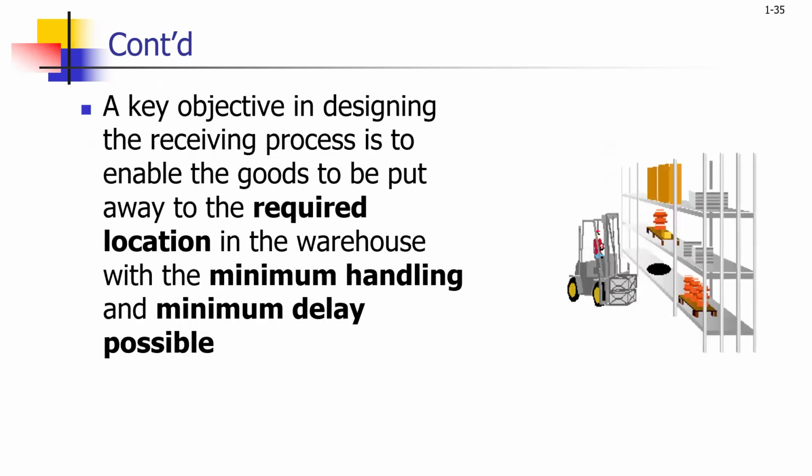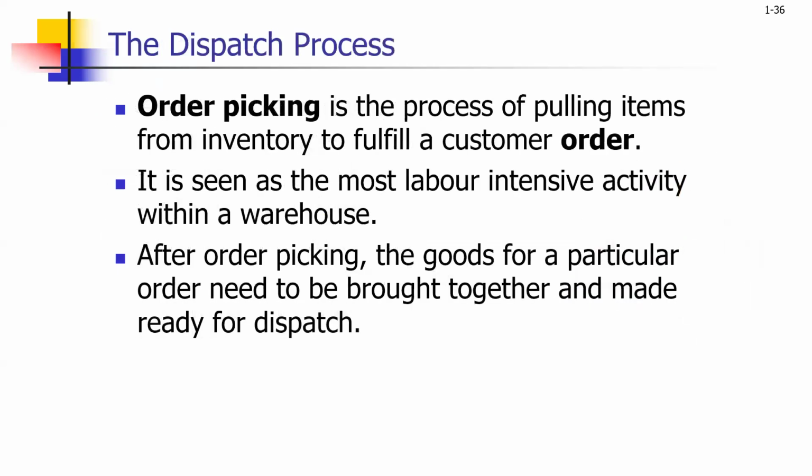So a key objective of designing the receiving process is to enable the goods to be put away to the required location in the warehouse with the minimum handling and minimum delay possible. So we don't need to be waiting when the things are there. They will all be gathered. Sometimes you go to some warehouse, all the things are at the entrance for hours. Now, in a good system, one of the things is, they are put away to the right place and then they stay there until we need them.